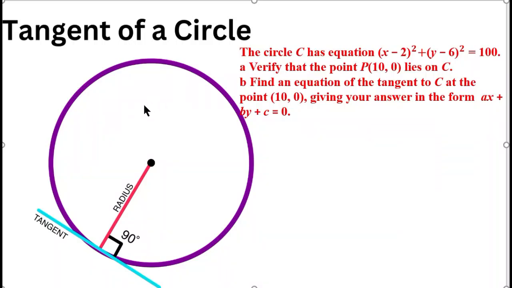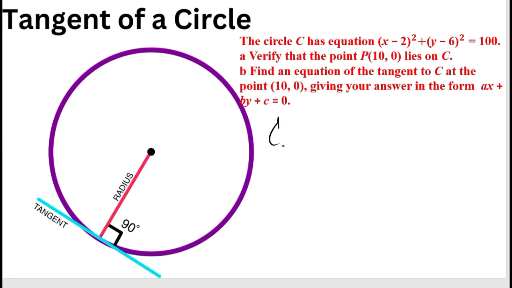In our last lesson, we saw the circle and lines touching the circle at two different points. In this lesson, we'll see the circle and the tangent. Now, the question we will use is: a circle has an equation. The equation is (x − 2)² + (y − 6)² = 100.